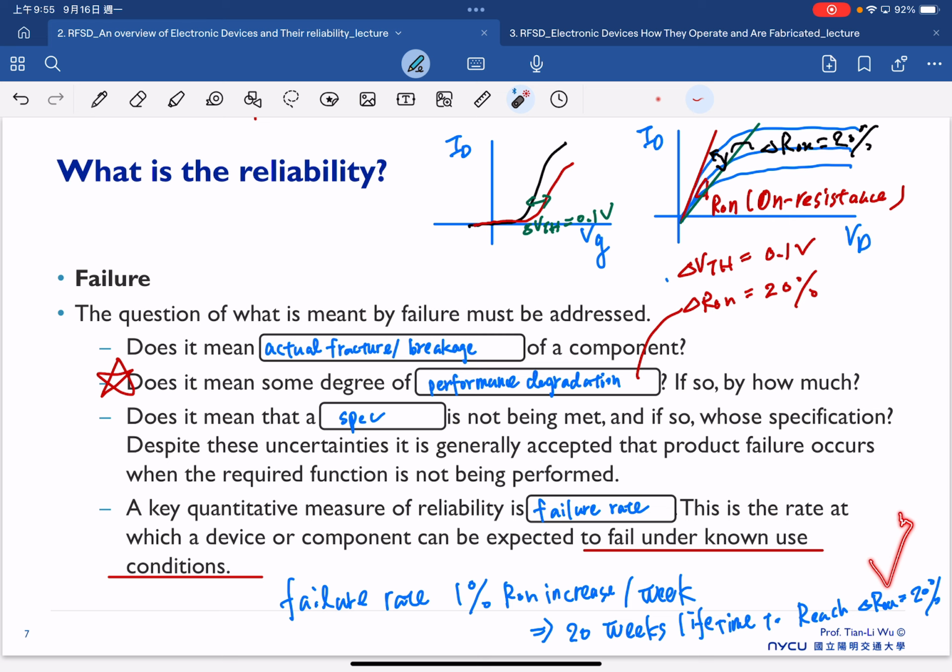One thing is how long our device can be used, and another thing is why our device will fail below the targeted lifetime.